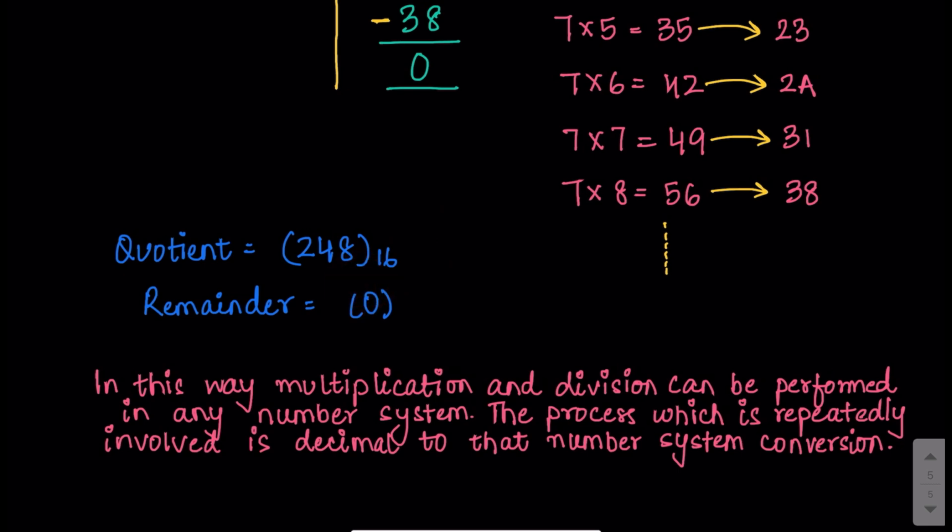In this way, the multiplication and the division can be performed in any number system. The process that you are repeatedly doing is that you are converting from decimal to that number system as per your requirement.